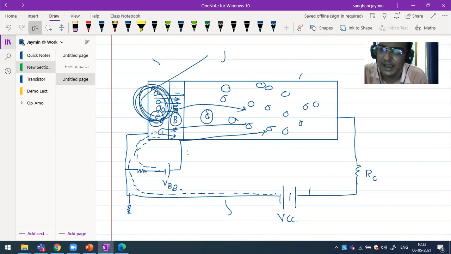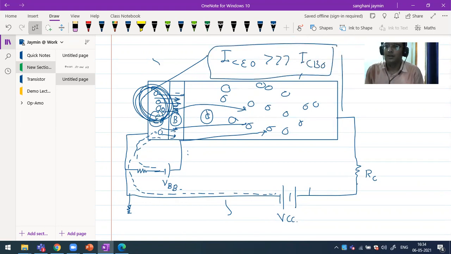So ICEO is very much greater compared to ICBO. And IC for the common emitter configuration is always large compared to common base.